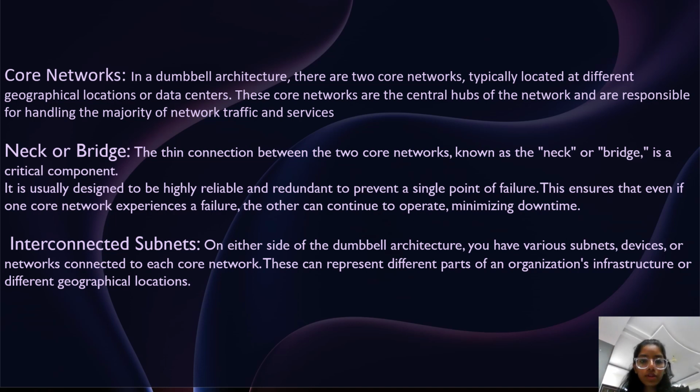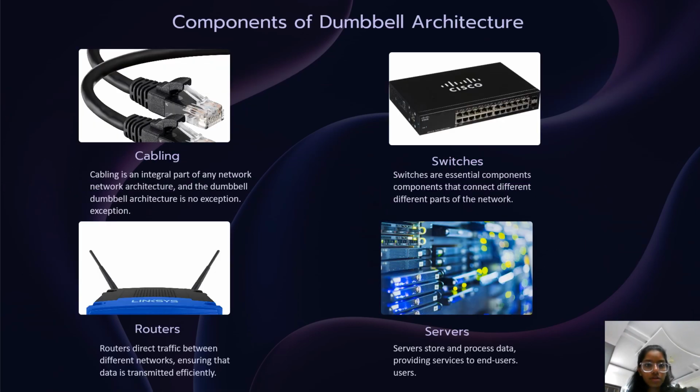Neck or bridge. The thin connection between the two core networks, known as the neck or bridge, is the critical component. It is usually designed to be highly reliable and redundant to prevent a single point of failure. This also ensures that even if one core network experiences a failure, the other continues to operate and minimizes the downtime. Interconnected subnets. On the other side of the dumbbell architecture, you have various subnets, devices and networks connected to each other. They represent different parts of the organization's infrastructure and geographical locations.